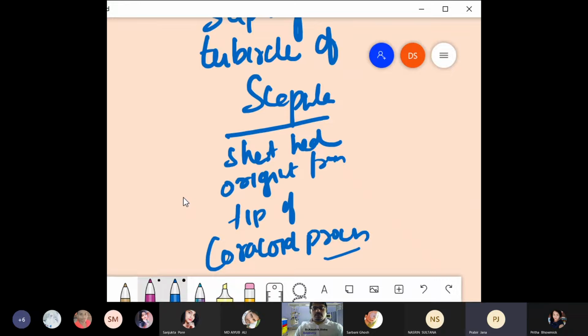Do you remember? Or do you want me to show the original scapular diagram once? The snapshots of the original. Yes, sir. Okay, you want to see that. So for that, just give me a minute so that I can bring the diagram of the original scapula once.